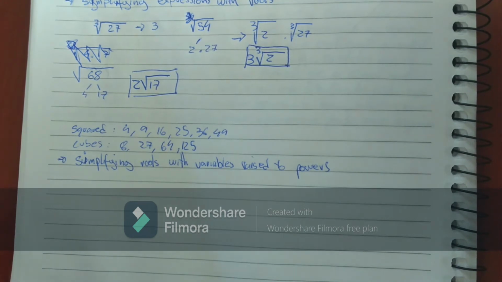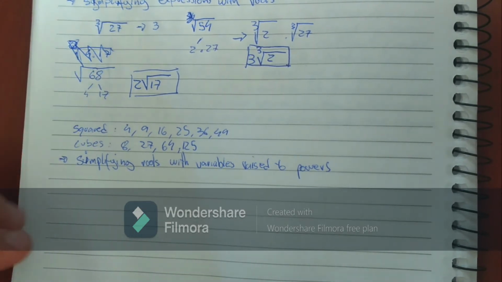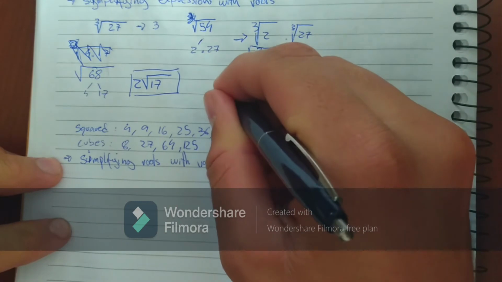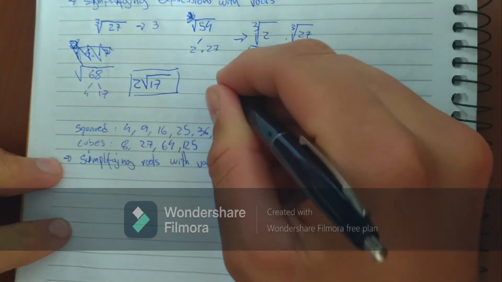There's a different method you can use. For example, let's say here we have this 54. Let's use prime factorization to find out this 54. I prefer this method, but you can use the other method as well. So let's say we have the cube root of 54.